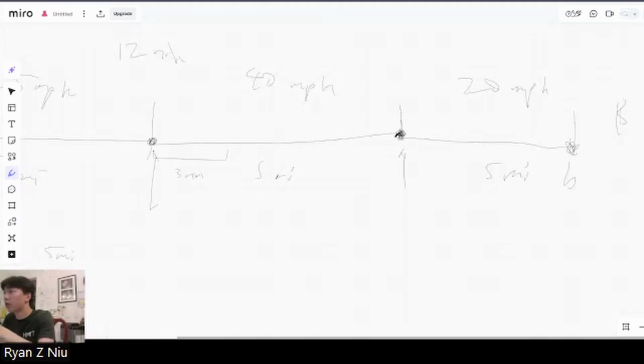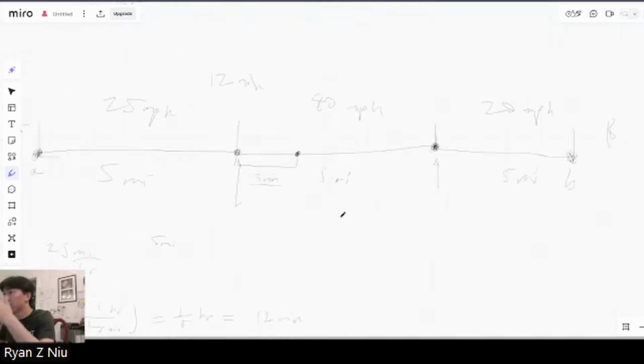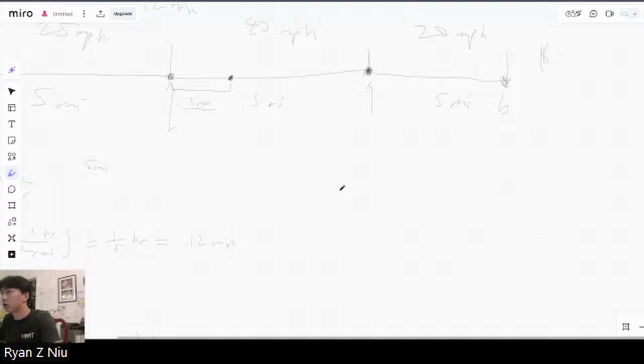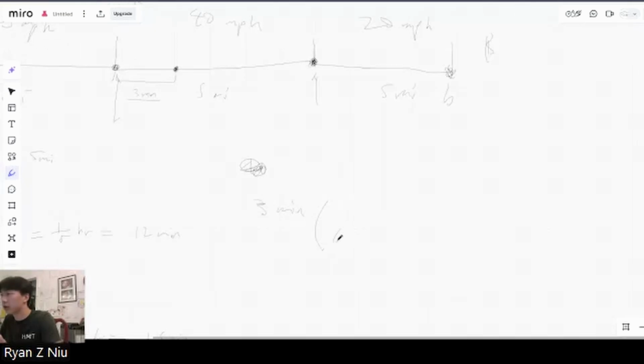Car B will be right here, and then car A will have gone a little bit into the 40-mile-per-hour zone by exactly 3 minutes, actually. So we can calculate how far they've gone in those 3 minutes, right? So in 3 minutes, if you're traveling at 40 miles per hour, we should do 3 minutes, right? And we want to convert to hours. So this is going to be 60 minutes per 1 hour. And then it's going to be 40 miles per hour per 1 hour, right?